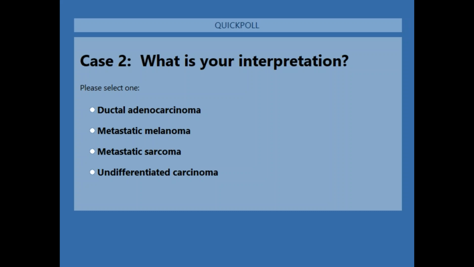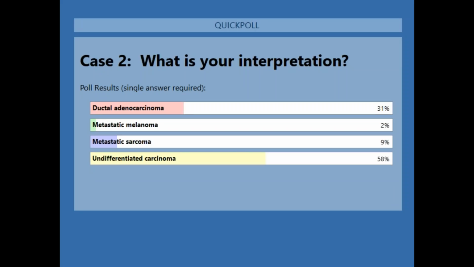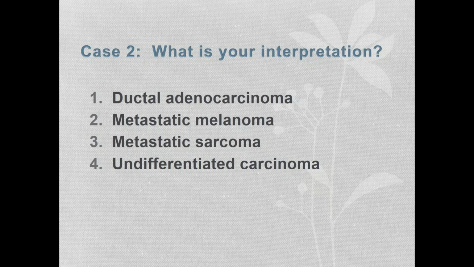All right, the poll is now open. A couple of seconds for you to select one of the options. Like, pretty poorly differentiated case. Let's see what it is. All right, Joanne, if you can share the poll. All right, so you have undifferentiated carcinoma at 58%, followed by ductal adenocarcinoma at 31%. Okay, those are excellent choices.